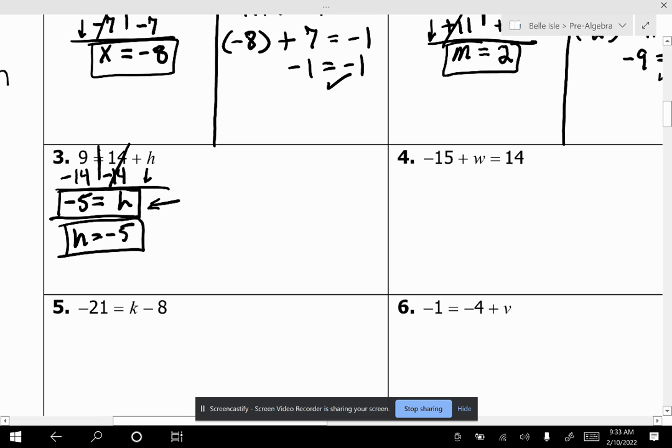If on your paper you put -5 equals h, I will give you a 4, and I will move on, and I probably won't even say anything to you. But this right here is the way that you will see it written on any standardized test that you will see in the future. So just keep that in mind. I would like for you to do number 4 and number 6 on your own, please. 4 and 6.